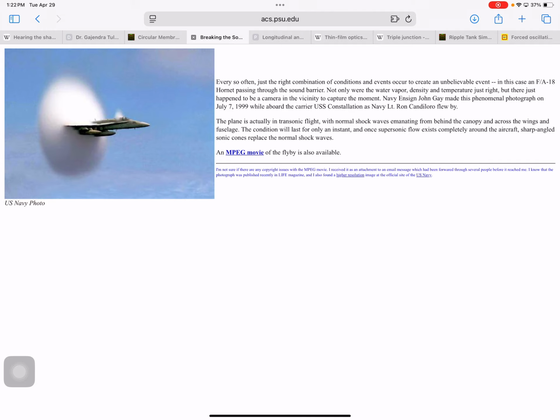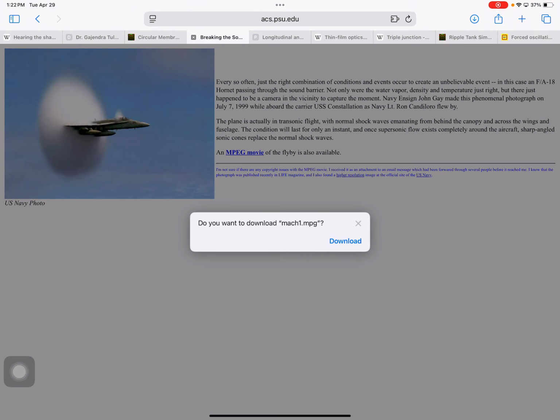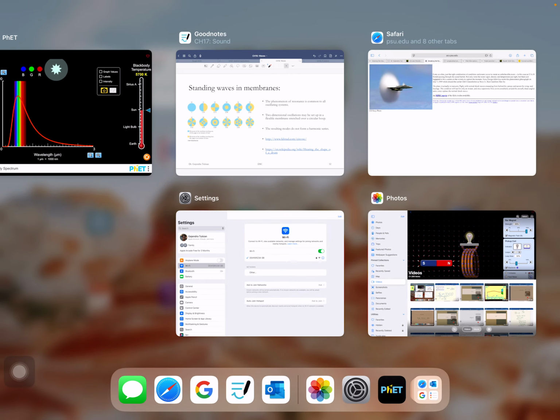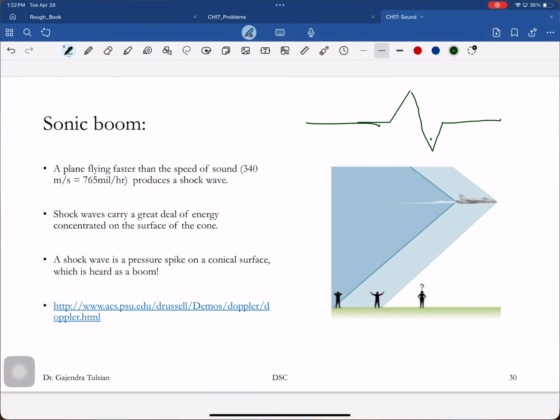So where is this thing? Anyway, go watch the movie. So from the angle of that thing, you can calculate the speed of the plane in principle. Okay.